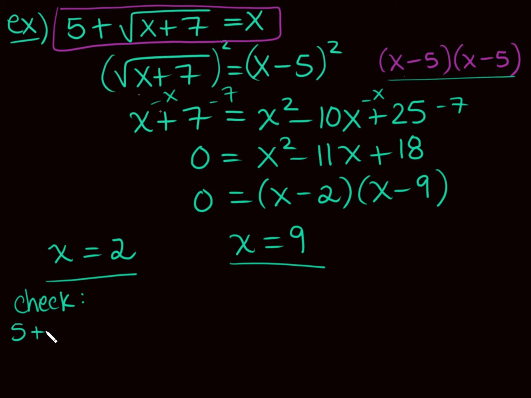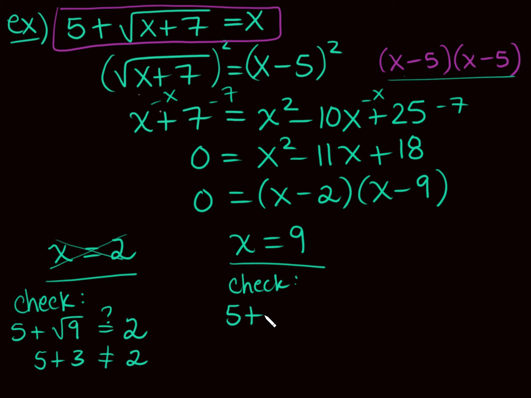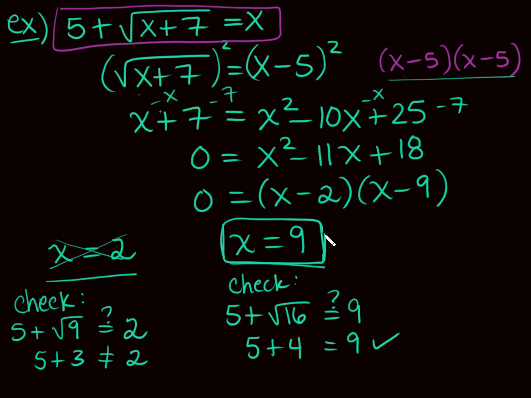Does this work? So 5 plus 2 plus 7 is 9. So I have 5 plus the square root of 9. Does that equal x, which is 2? Oh my goodness, you guys. It doesn't work. 5 plus 3, the last time I checked, clearly does not equal 2, right? So x equals 2 is not a solution. Let's check with 9. 9 plus 7 is 16, so I get 5 plus the square root of 16. Does that equal x, which would be 9? This would be 5 plus 4. Sure enough, that equals 9. Yay! So we have one solution, and that is that x equals 9.